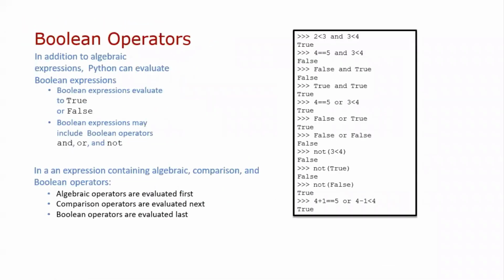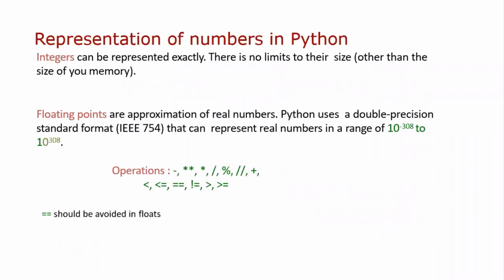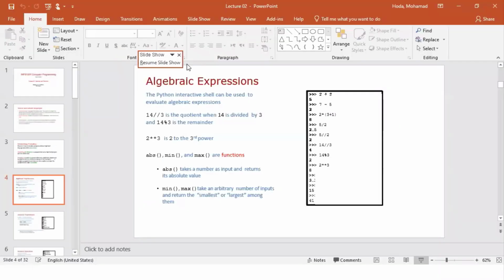And what is this? Integers can be represented, what exactly? There is no limit to their size. So when it comes to the size of an integer, even though this is a very, very big integer, as you can see, we can represent it. The only limitation is the memory of the computer, of course, whether it can fit that number inside the memory or not.